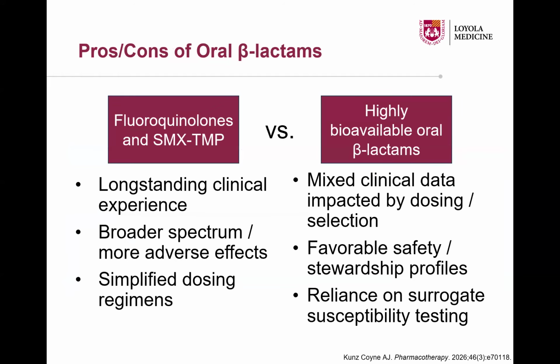So the point that I want to make here is this reliance on surrogate susceptibility testing. This is one of the points that gets brought up as kind of a con for highly bioavailable oral beta lactams, that we're not testing cephalexin, we're not testing cefpodoxime. We're typically using cefazolin as a surrogate marker. Should we be doing that? I think there are question marks there. But that tends to be what we're most often doing.